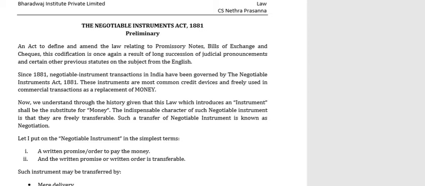It must contain an unconditional promise. This is very, very important, friends. A negotiable instrument must contain an unconditional promise or order to pay some money. That is, the amount should be made payable, but there must not be a condition imposed. Suppose I promise to pay provided you leave so and so money in your bank account upon your death. Is the instrument valid? No.